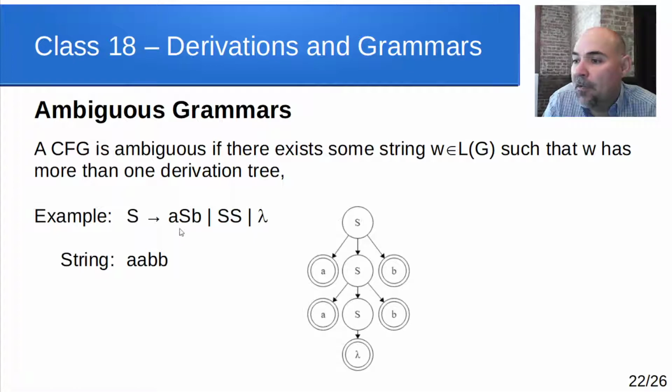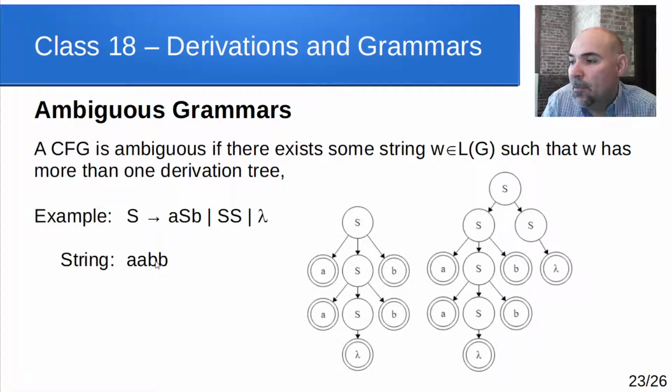Now, is there another derivation tree for this particular context-free grammar for that string? Well, yes, here's another one. S produces SS, this S produces lambda, and then this side produces the same thing that we had over here. And you'll notice there are 2 distinctly different derivation trees for that same string, so this is actually an ambiguous grammar. There exists some string, in this case AABB, that has more than one derivation tree.